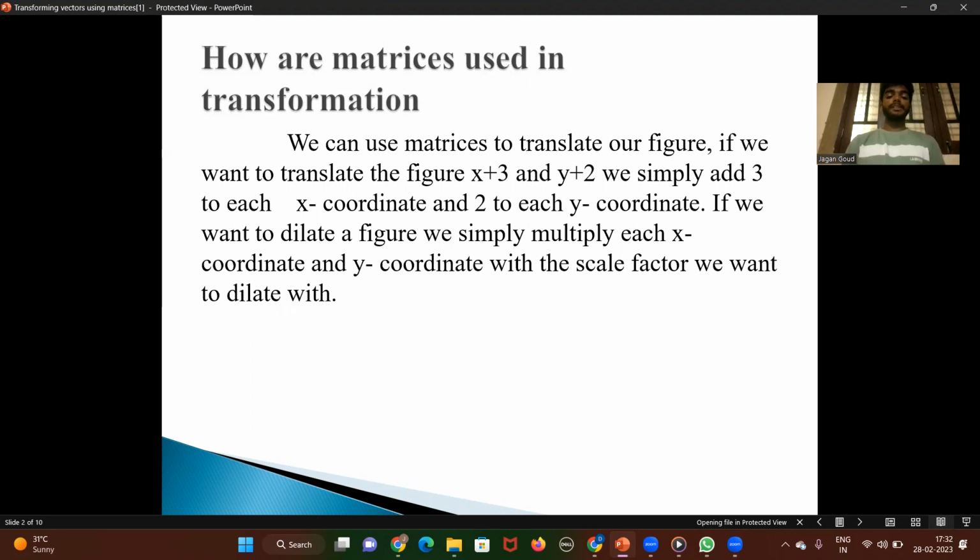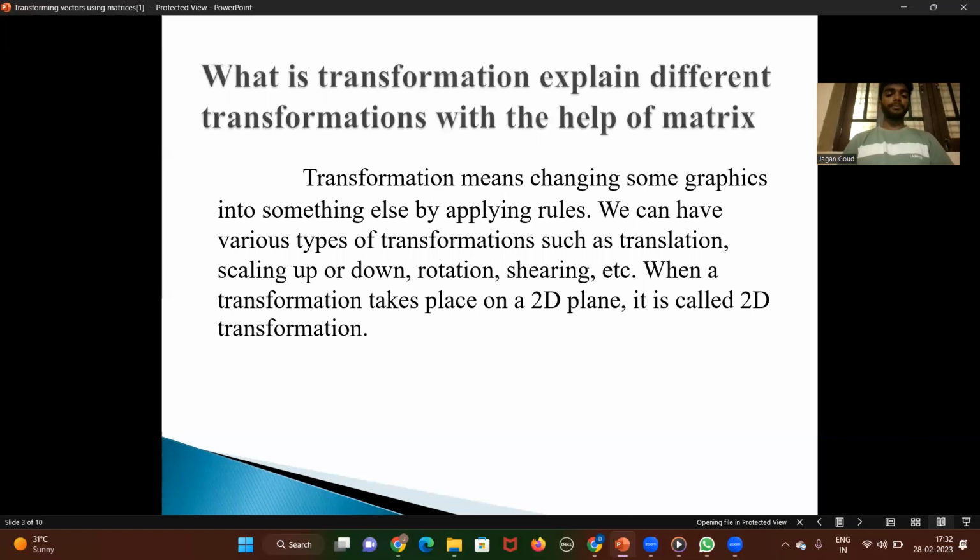We can use matrices to translate our figure. If we want to translate the figure x plus 3 and y plus 2, we simply add 3 to each x coordinate and 2 to each y coordinate. If we want to dilate a figure, we simply multiply each x coordinate and y coordinate with the scale factor we want to dilate with.